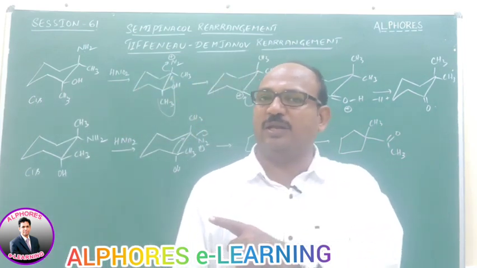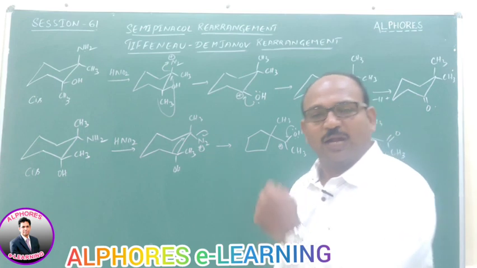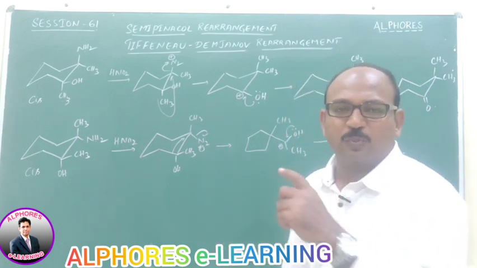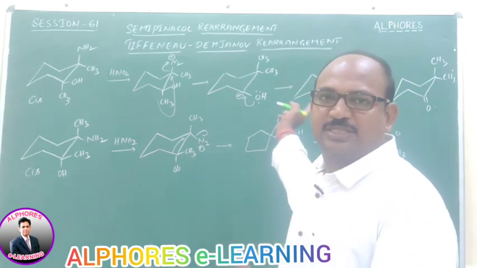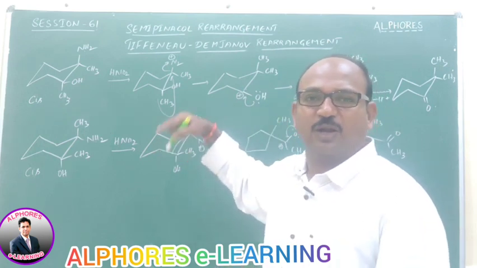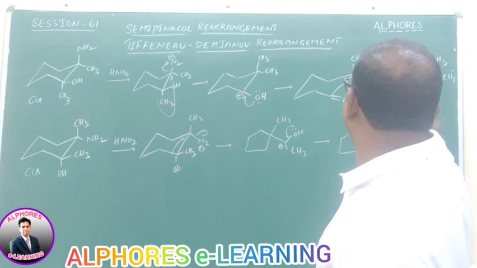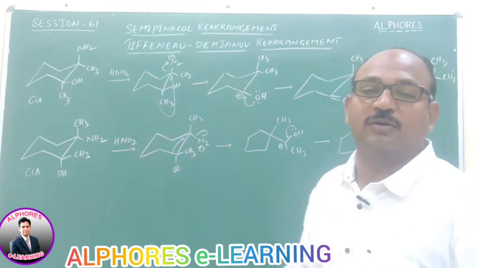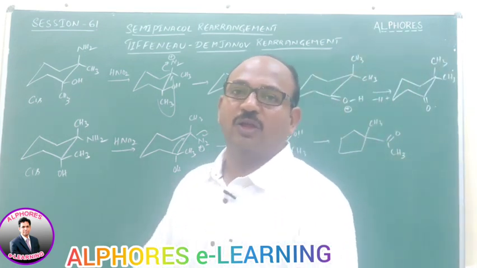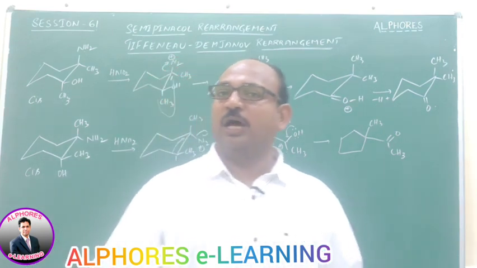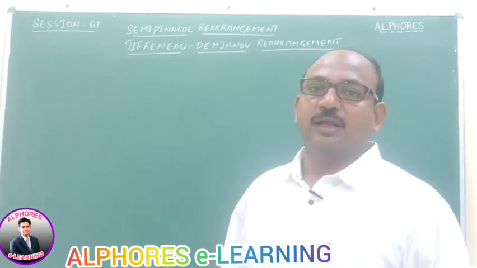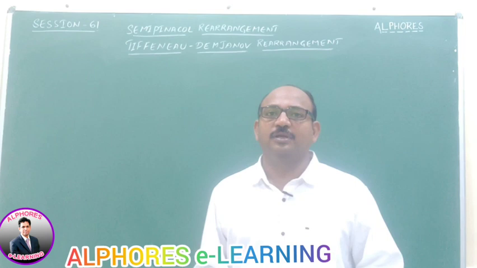So one cis isomer and one trans isomer give the same products, and the other trans isomer forms an epoxide while this one forms cyclohexanone, 1,2,2-dimethyl cyclohexanone. Now let us see the remaining examples.